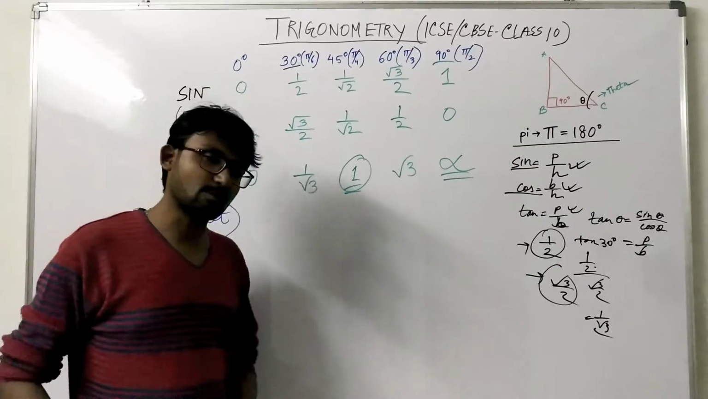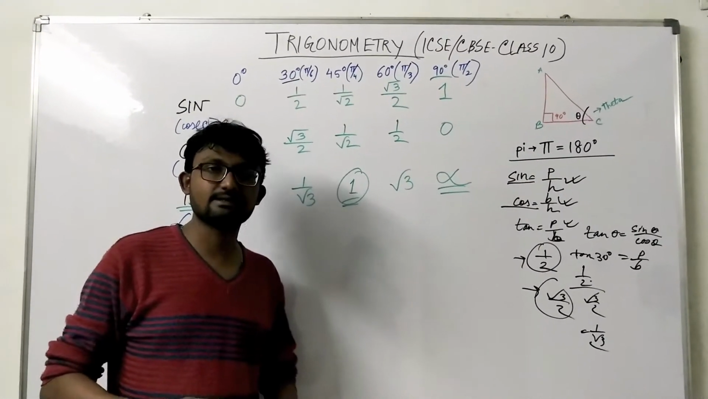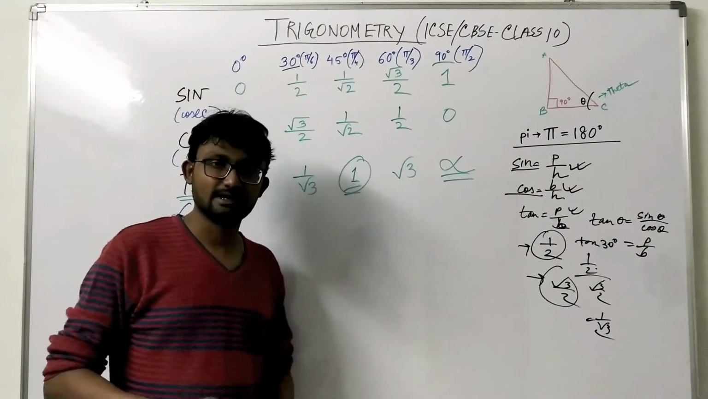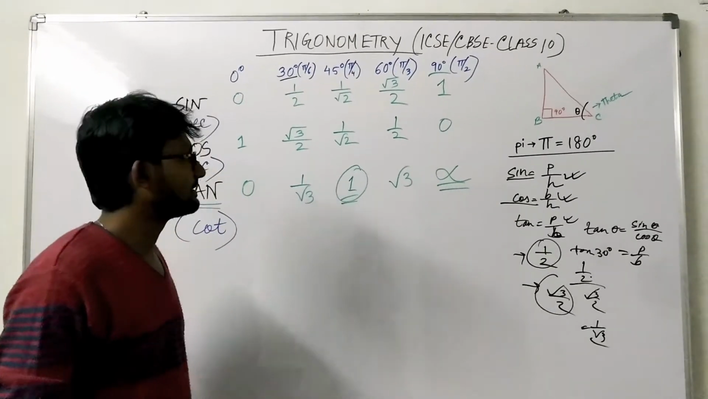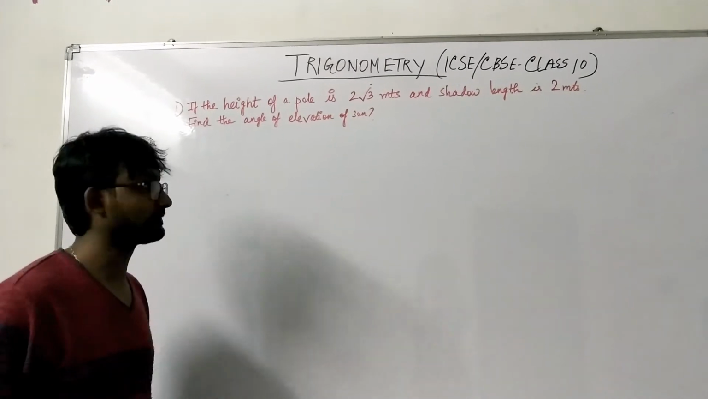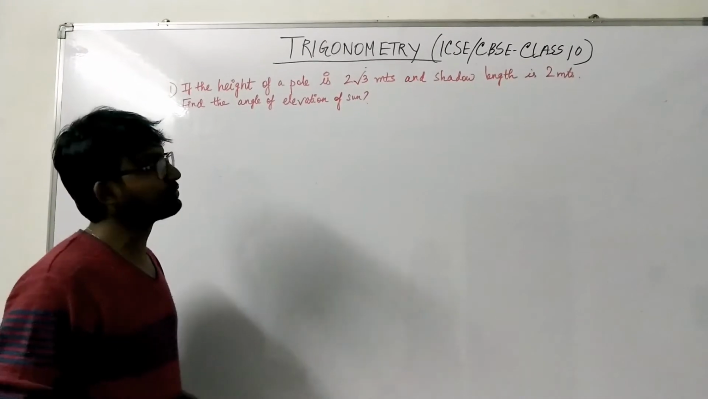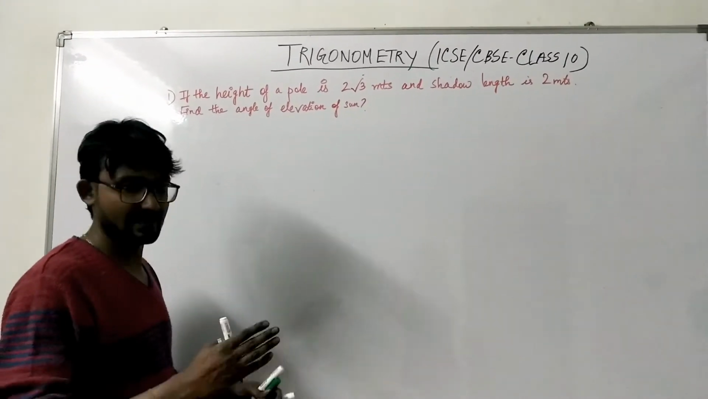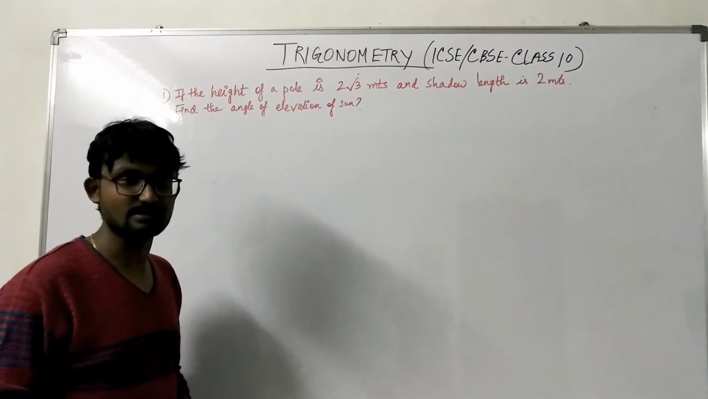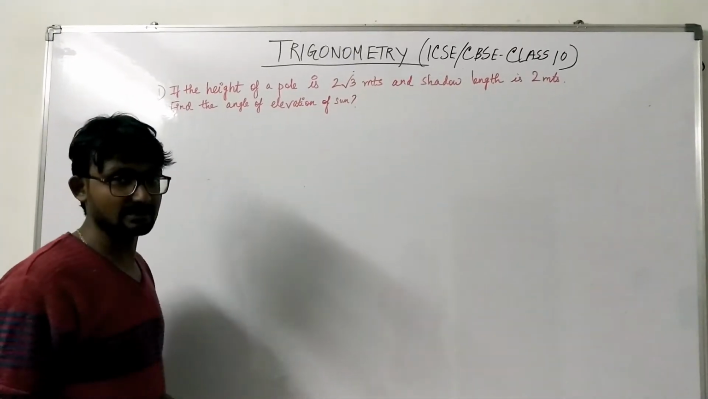Now I will be coming to the problems regarding the main section of trigonometry, that is height and distance, regarding angle of elevation and angle of depression. So I'm coming to the basic problem of height and distance. If the height of a pole is 2 root 3 meter and its shadow length is 2 meters, the source over here, the light source, is the sun. Sun is creating the shadow. So find the angle of elevation of the sun.